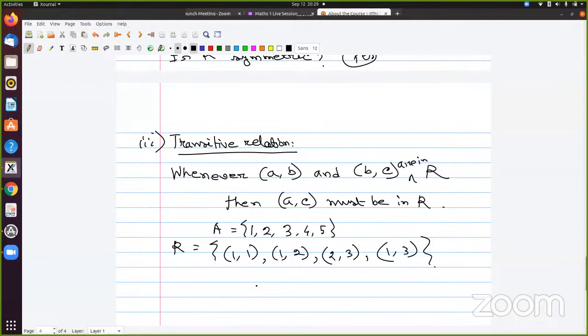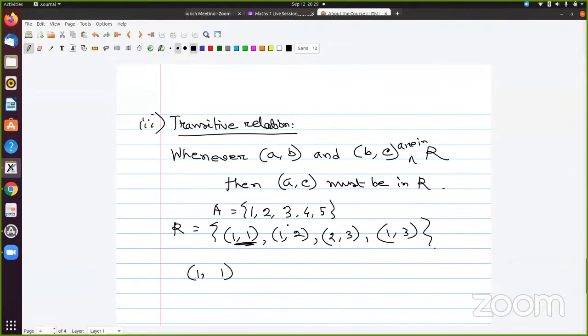What does transitive relation do? Suppose I am taking the first element 1, 1. Sir, can you explain transitive relation? Yeah, that is what I am doing, from the starting. Just follow from here, you will get that. Suppose I am starting with the first element 1, 1. And taking the second element 1, 2.